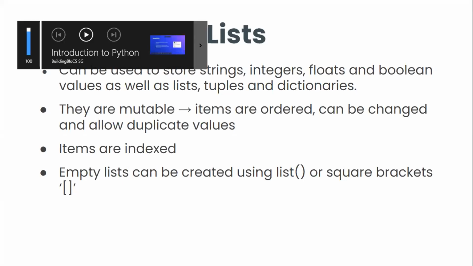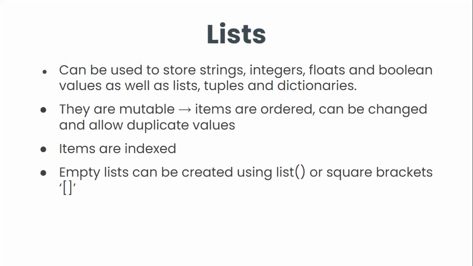And lists are mutable, and what it means is that the items within a list are ordered, can be changed, and they allow duplicate values. And items are indexed, which means that each of the items has a number assigned to it, which is also their order. You can create empty lists with either square brackets or the list function.